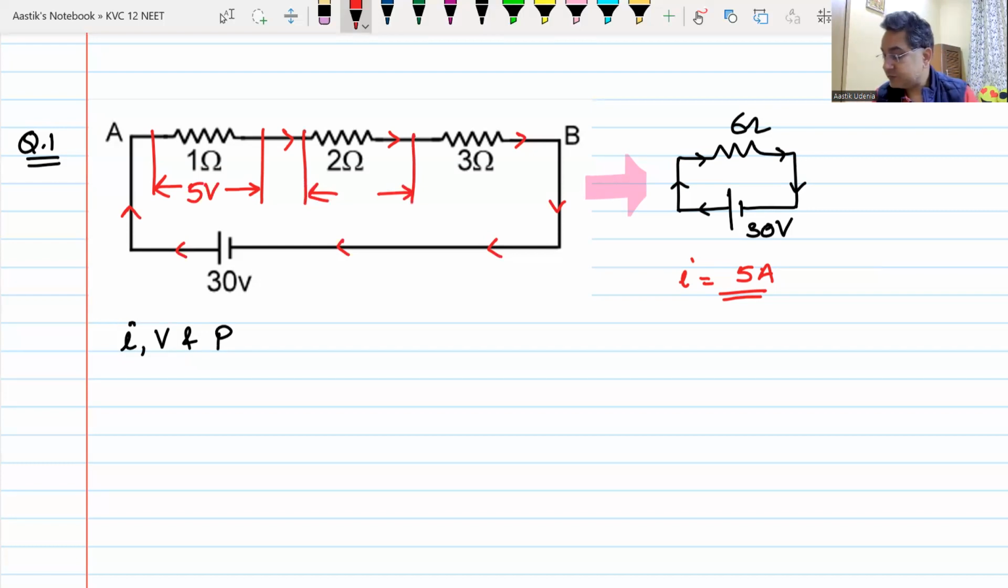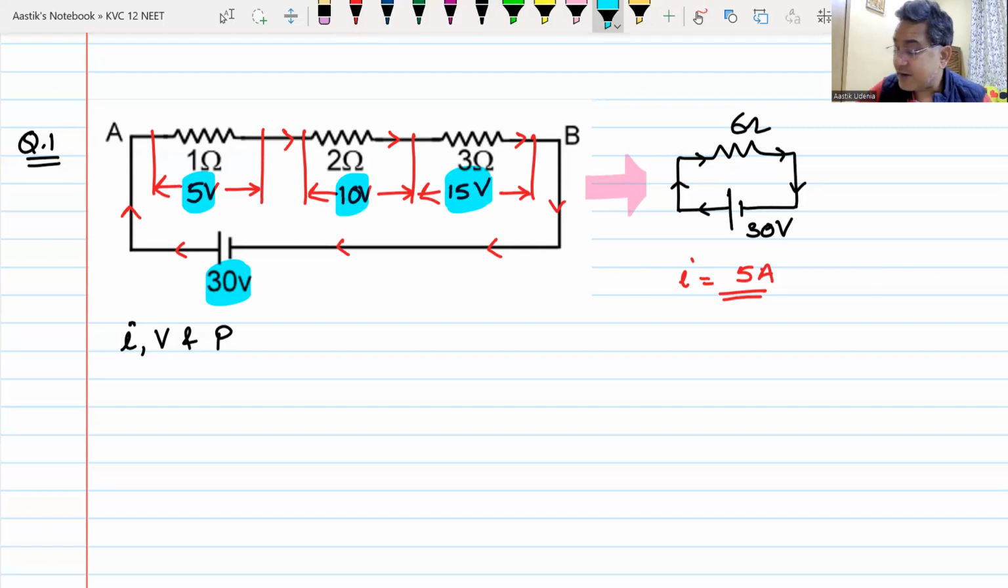10 volts. 5 into 2, 10 volts is the answer. Can you now tell me what is the potential drop across this resistor? 15 volts. And as you can see, if you add 15 with 10 with 5, how much will you get? 30. That is how things are done. So you add these three, you will get 30.